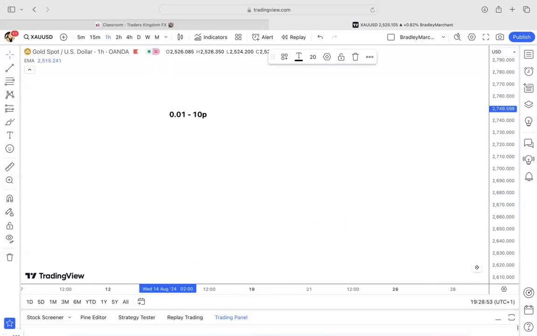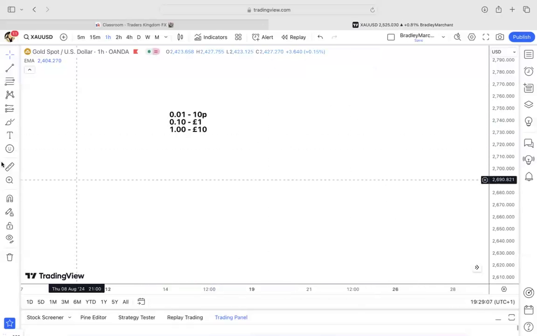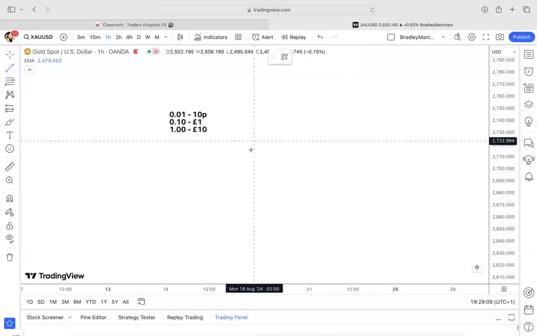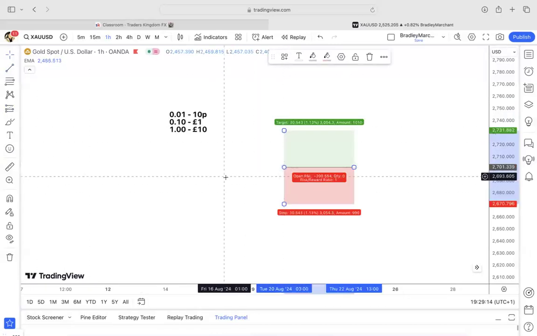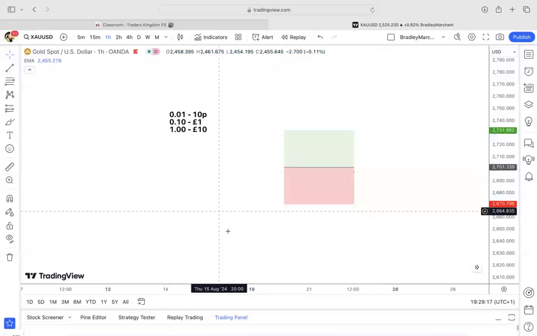0.01 is 10 pence per move, not a penny. 0.10 is £1 per move, not 10 pence. You know, 1.00 is £10 per move. So if we see this right now, and again, I'm just going to do this again from a visual perspective. So let me go back to this one. Let's say we're about to buy and sell. Or in fact, we'll do a buy real quick on this.